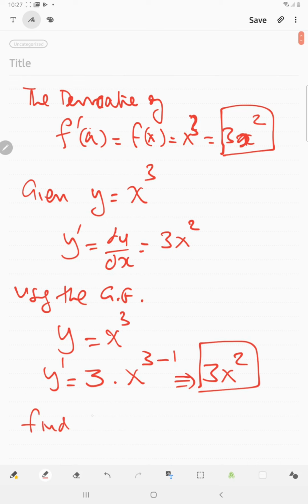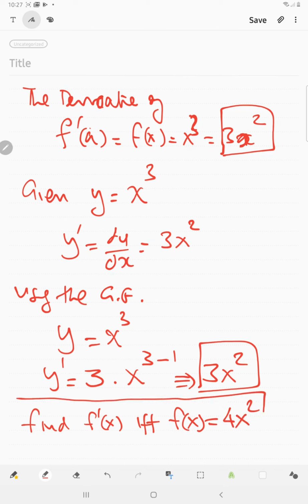Find f prime x if and only if f of x is equal to 4x to the power 2. I want us to find the derivative of this particular function. Find the derivative of that particular function. You can use the same equation and then determine how it can go.